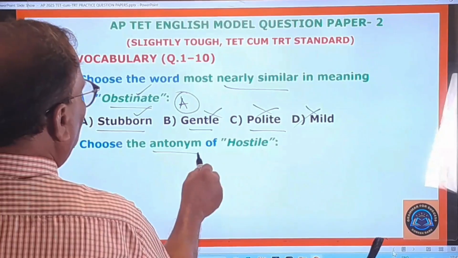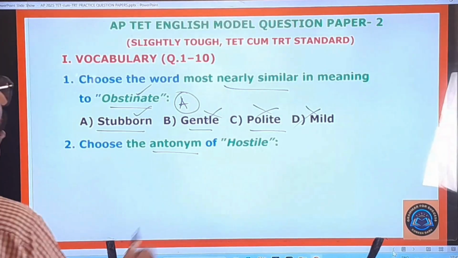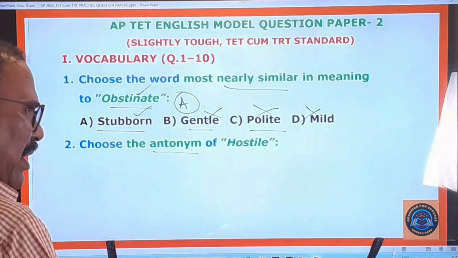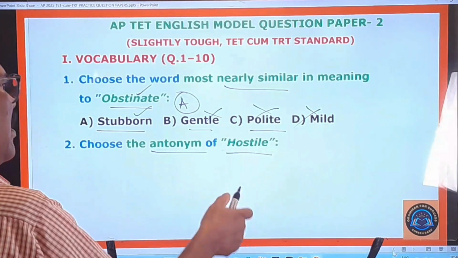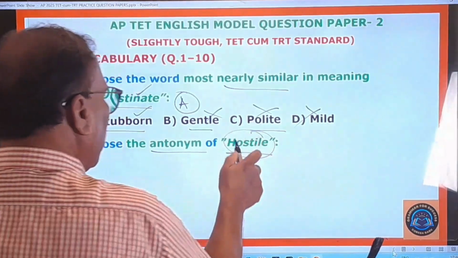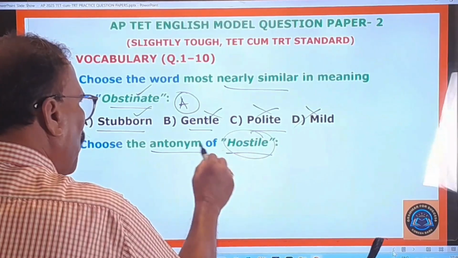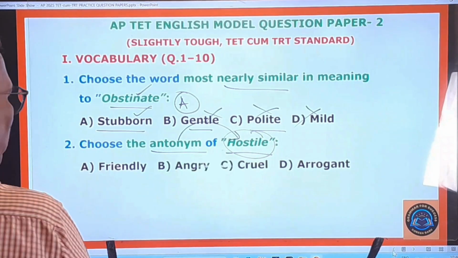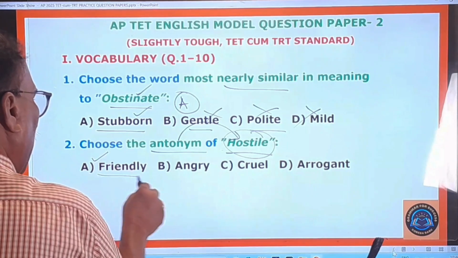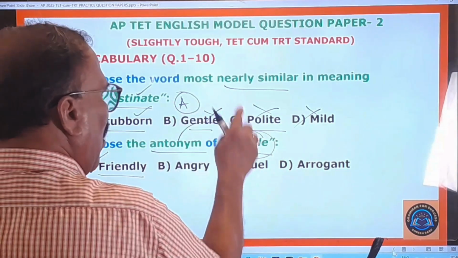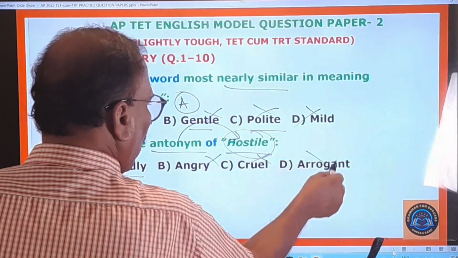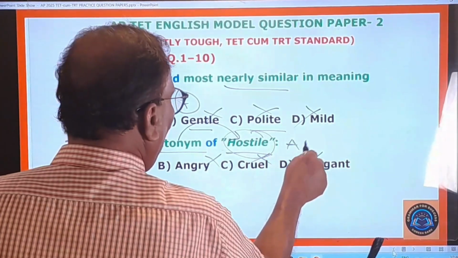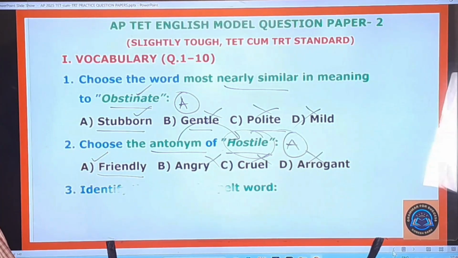Choose the antonym. Antonym means opposite of hostile. Hostile means inimical, aggressive, unfriendly, antagonistic. So it has got so many synonyms. But here the question is, what is the antonym of this? Antonym means, here you pay attention, friendly. The very first one is the antonym of this hostile. And angry is not the right one, cruel is not the right one, arrogant is not the right one. So A is your answer. And you go to the next question.